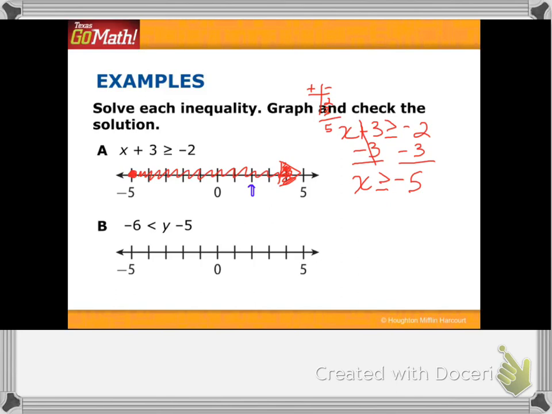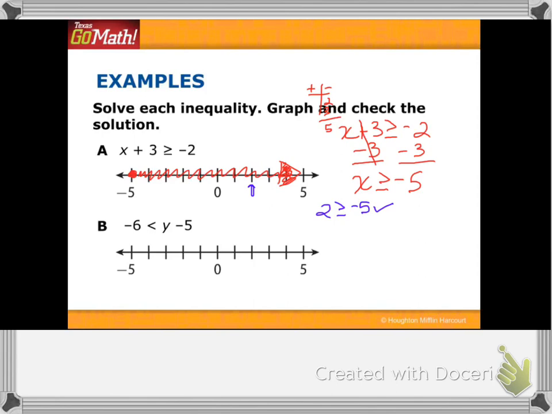My x is greater than or equal to negative 5 to see if that is true. So a positive 2 is greater than or equal to negative 5, and I ask myself, is this a true statement? Is 2 greater than or equal to negative 5? And yes, it is. So that helps me to know that yes, I should have a correct graphing.